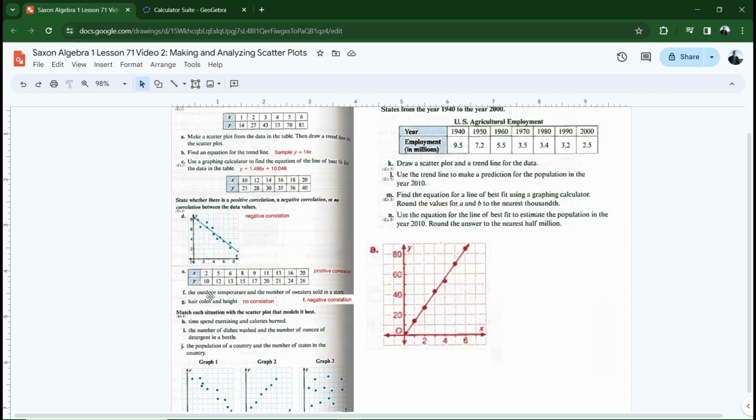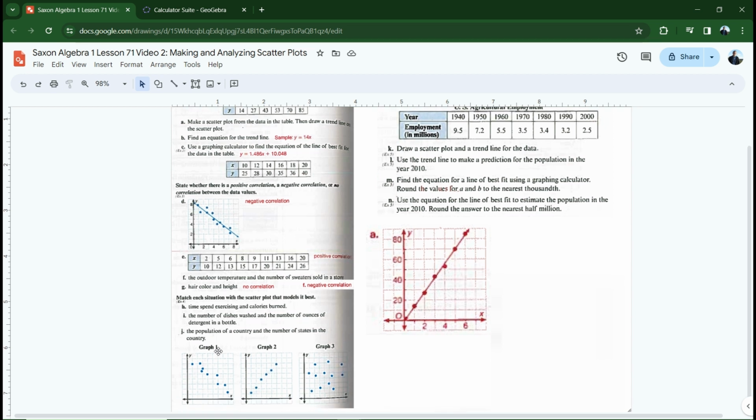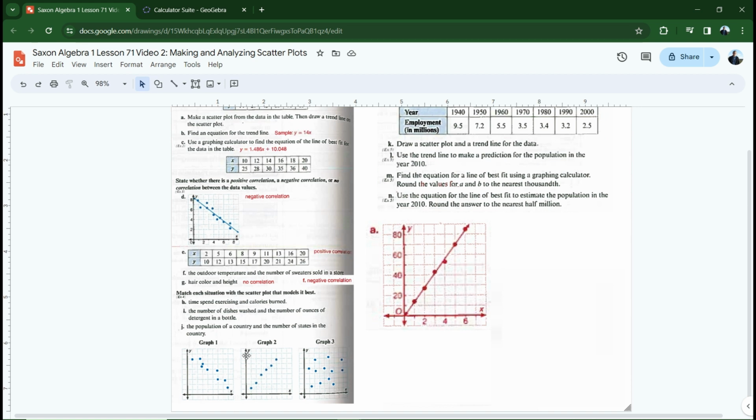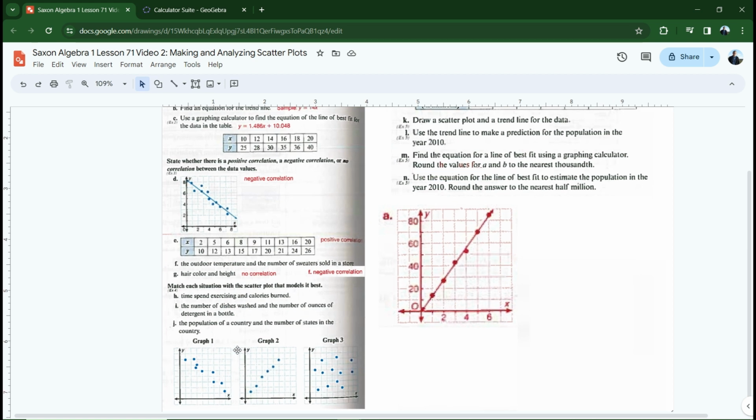All right, match each situation with the number of the model that it best represents. The scatter plot down here. Time spent exercising and calories burned. You spend more time exercising, you burn more calories. Both of them are going to go up together. This one's going to be graph 2. There it is. The number of dishes washed and the number of ounces of detergent left in the bottle. As you wash more dishes, the amount of detergent is going to go down. Those are going to be negatively correlated. That's graph 1.